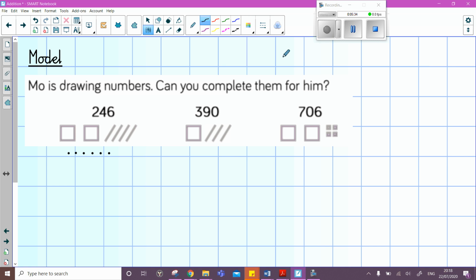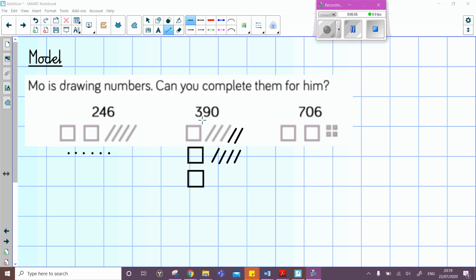What I want you to do now is have a go, maybe on a piece of paper or an iPad if you've got one in front of you. Have a go at representing this number here, 390. Mo has already started for you. He's got 100 and he's got 3 tens, but he's not quite there. Let's see if you can do it.